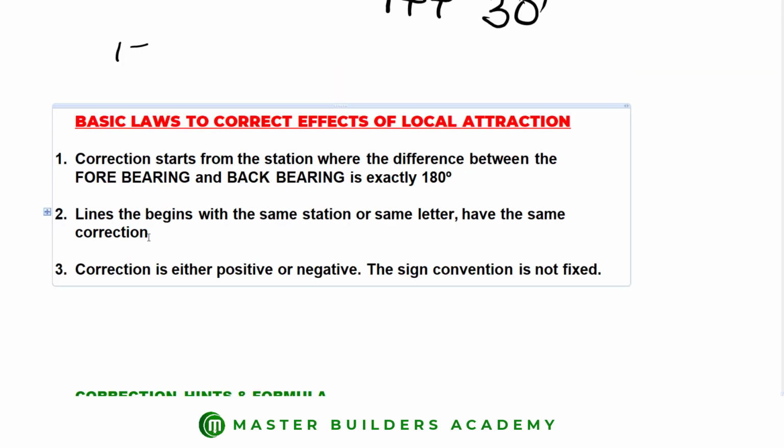Finally, law number three states that correction is either positive or negative. That is, the sign convention is not fixed. What this means is that the error can either be positive or negative. Like we defined before, error is deviation from true value, and such error is either plus or minus. It's either an error that occurs by a value less than its expected value, or a value greater than its expected value, which is an increase in value. These are what the laws state.